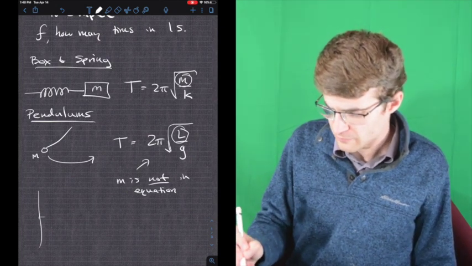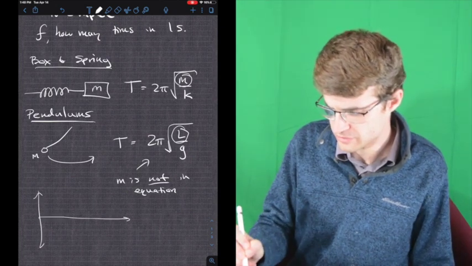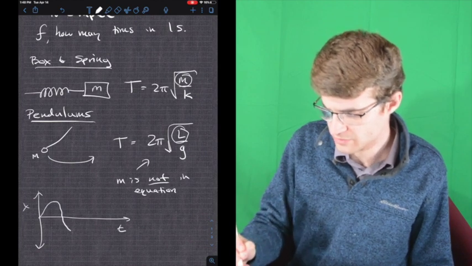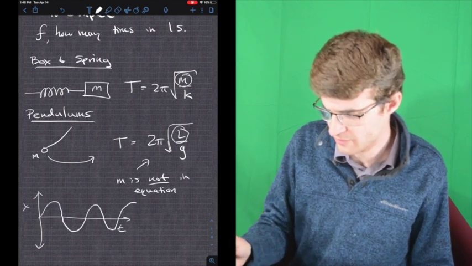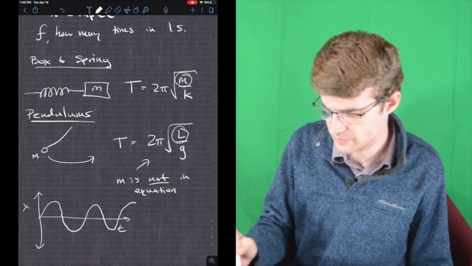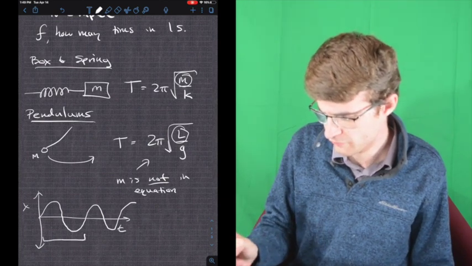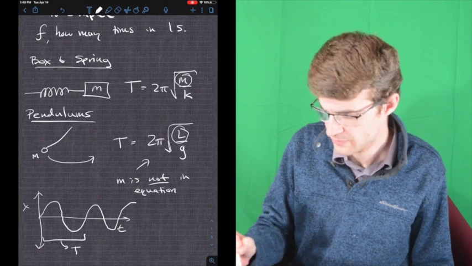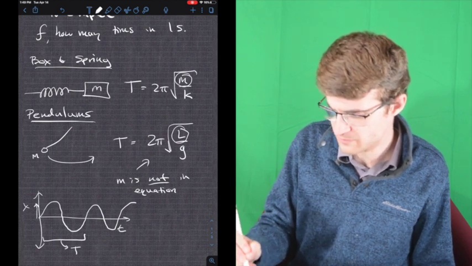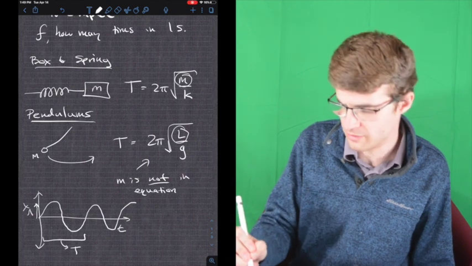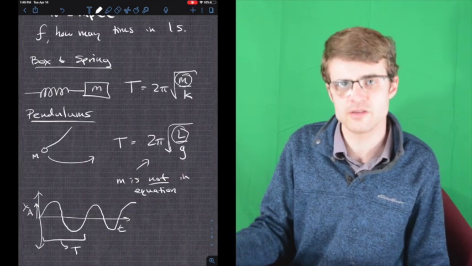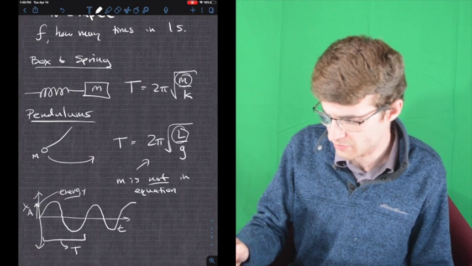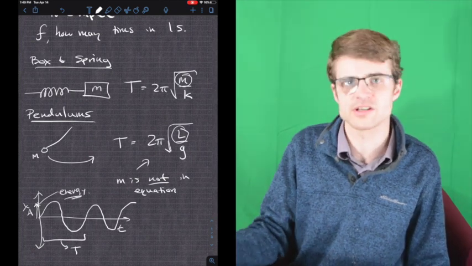One is this, if I were to draw, say, a position versus time plot here. Oscillatory motion is like a sine wave or a cosine wave, and one full repeat of the motion would be the period T. The maximum displacement from equilibrium is the amplitude A, which is also a way to characterize, if you like, how much energy is in the oscillation.